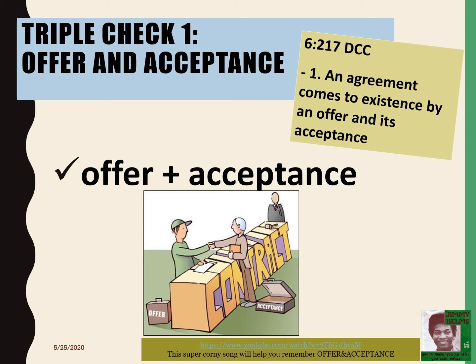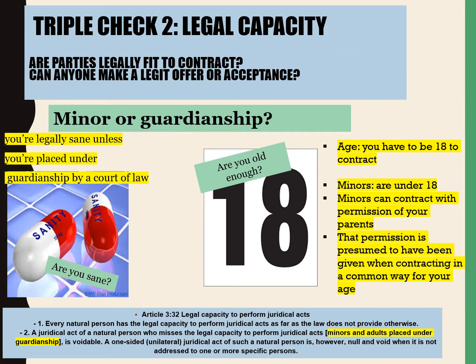As you can see, also the Dutch Civil Code says an agreement comes to existence by an offer and its acceptance. If there is no offer or no acceptance, if one of both is missing or when they're both missing, there can never ever be a binding contract. So we need an offer and an acceptance. If we take in our minds again the marriage picture, the two people that say yes to each other. We need two people to say yes to a contract.